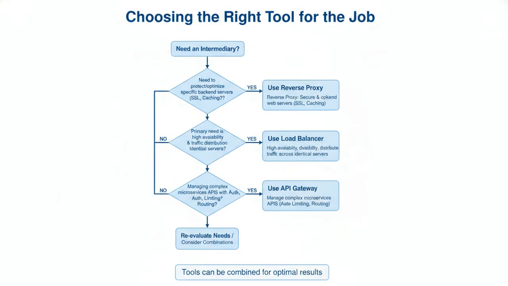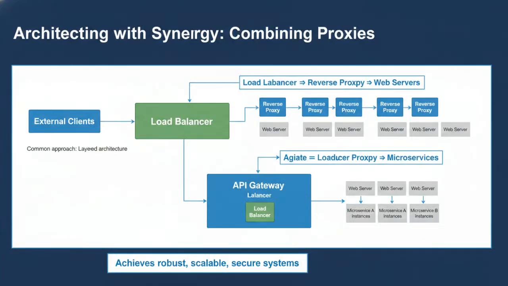Often, these tools are not mutually exclusive and can be combined for optimal results. The most powerful and common architectural pattern in modern systems is not choosing one over the others, but strategically combining them. It's often beneficial to use a load balancer in front of reverse proxies, which then front your web servers. This setup allows the load balancer to handle initial traffic distribution and health checks, passing requests to healthy reverse proxies. The reverse proxies, in turn, can manage SSL termination, caching, and basic security for the underlying web servers.